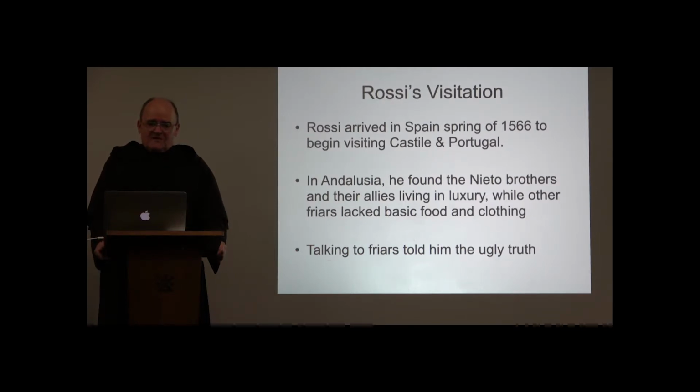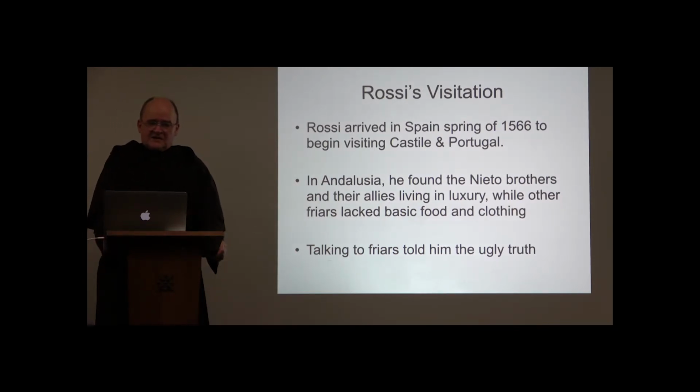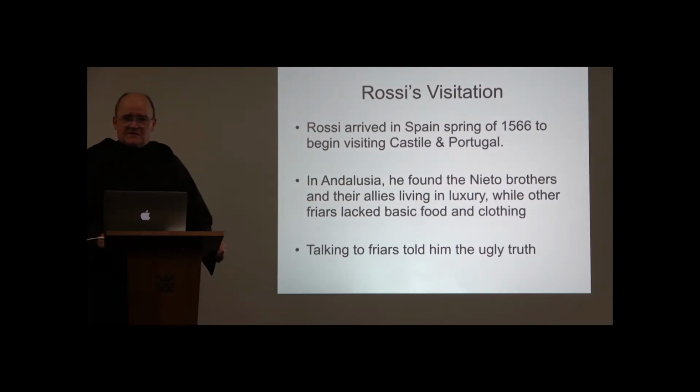Now, Rossi finally makes it to Spain just inside his own deadline of 2 years. He made a courtesy call on the king, received permission to continue, and begins visiting the Iberian provinces pretty much in order of a geographic circle. He starts with Castile and Portugal. Both provinces are in very good shape. He does pay a visit to Teresa as well.